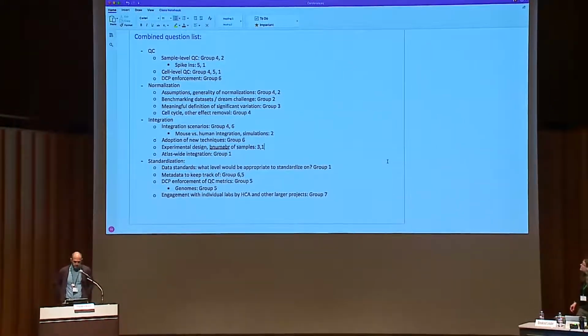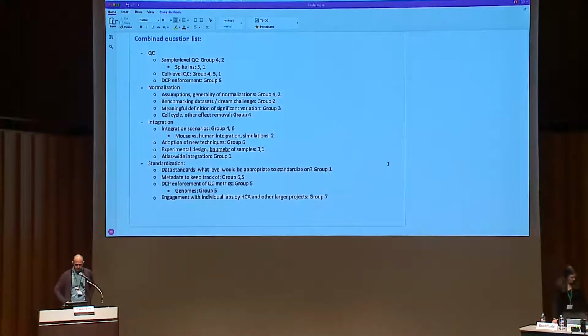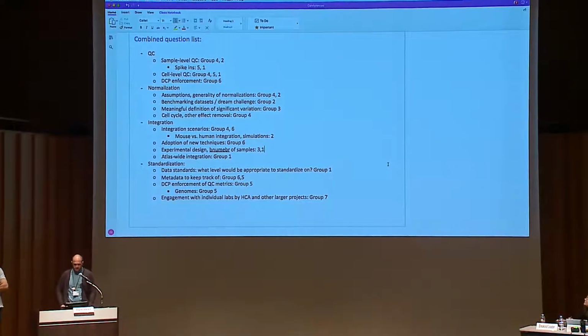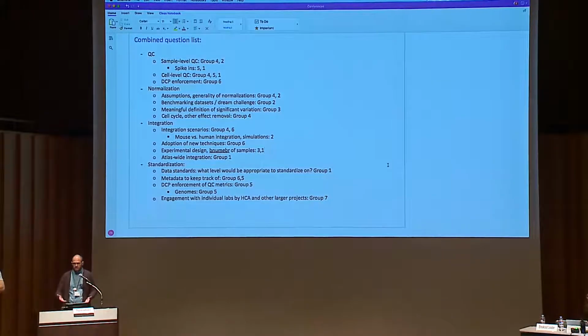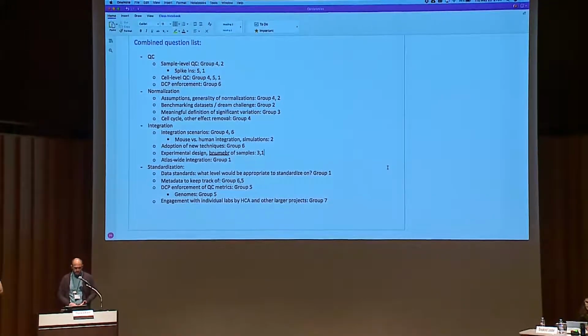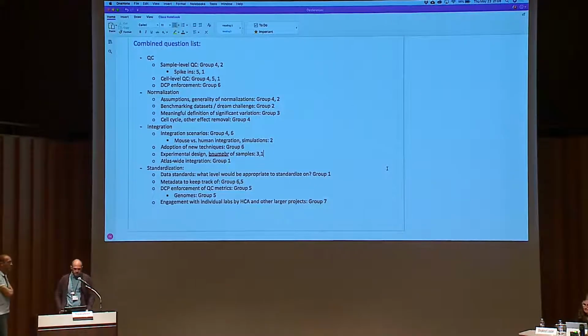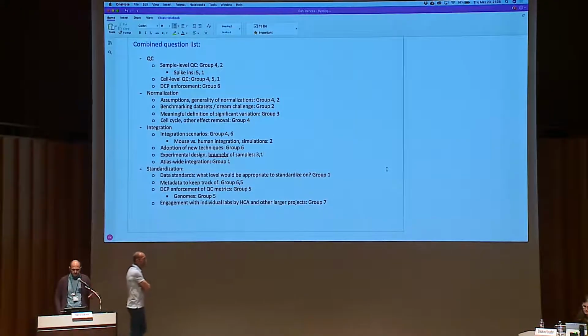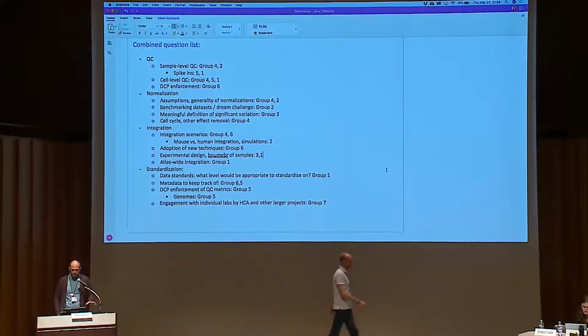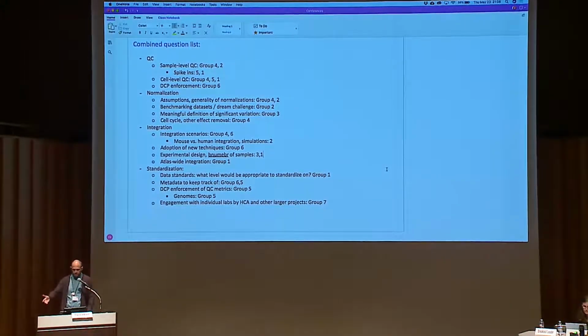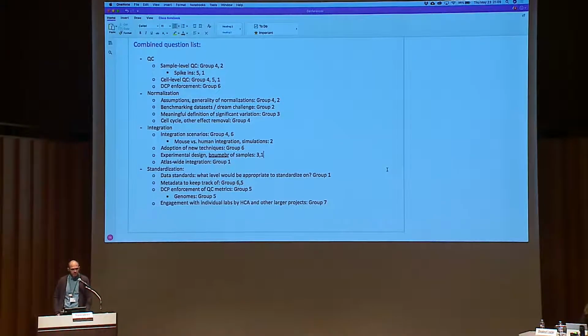Okay, so basically you'll see group numbers here next to each question, and we'll try to lead in an order. The idea is to express your thoughts and ideas, and we'll try to record it and then summarize. So the first topic will be QC, and there are a few groups that try to separate sample level QC and cell level QC. So I would ask group 4 and 2, for instance, to start, and then there will be a subtopic of spike-in, where group 5 and 1 wanted to say something.